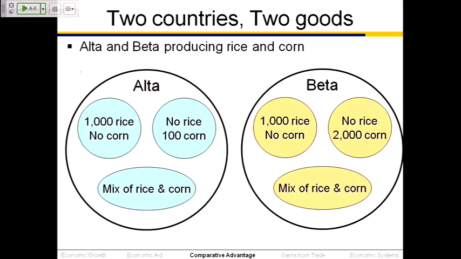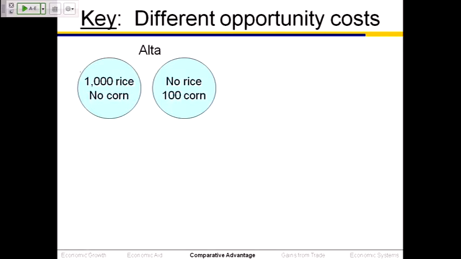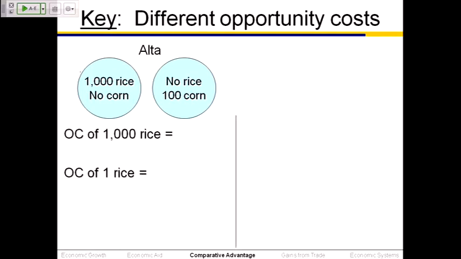These pictures are going to show back up on the subsequent slides, so don't panic when it goes away in a second. So we're going to use this information to figure out, for each of Alta and Beta, what's the opportunity cost of producing more rice, and what's the opportunity cost of producing more corn. In Alta, what we had was they can produce 1,000 units of rice and no units of corn, or 100 units of corn and no units of rice, or something in between. We can use that information to figure out what's the opportunity cost of producing rice.